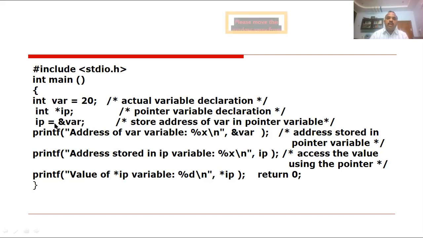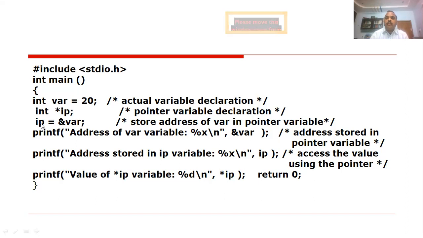Where the pointer variable equals ampersand var. Var is a general variable. Ampersand is the address operator. So the address of var is assigned into ip. With the help of the ampersand operator, ampersand var means the address of var is assigned into ip.